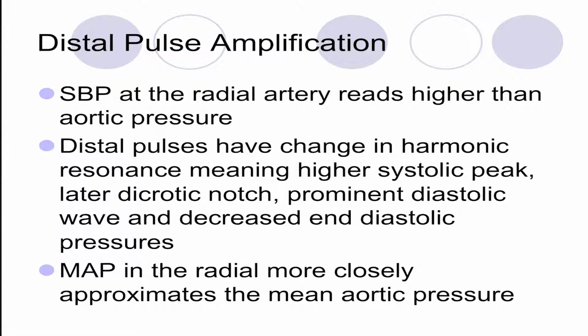So this is why we use MAP. What they found is while the systolic pressure may read higher, your diastolic also reads lower out in the radial arteries. So our MAP is our best indication and the closest thing to an actual aortic pressure, and that's why we use MAP rather than systolics.